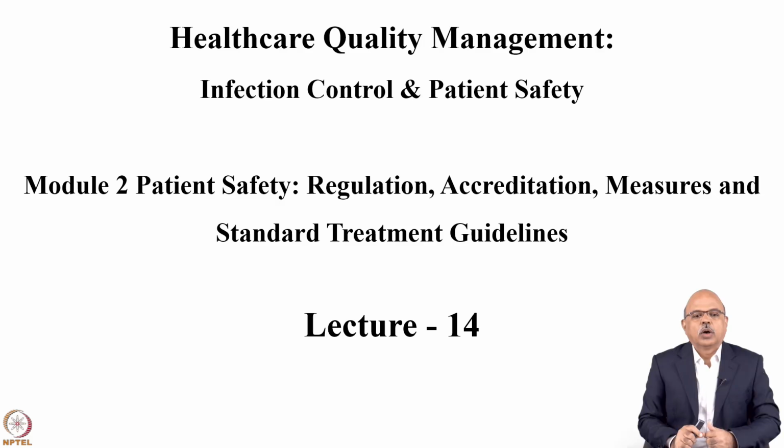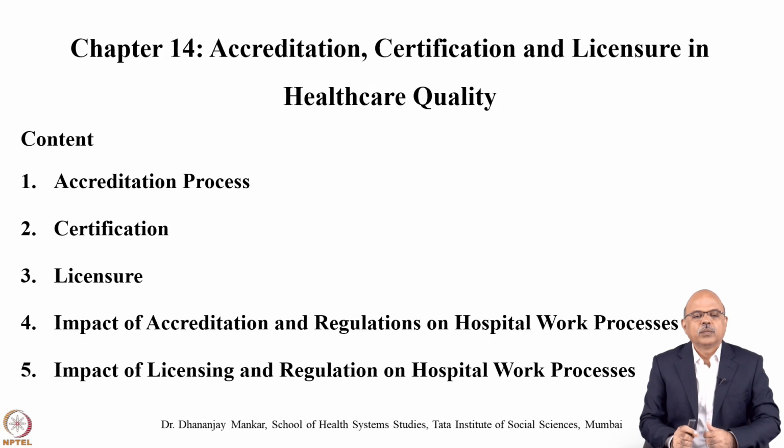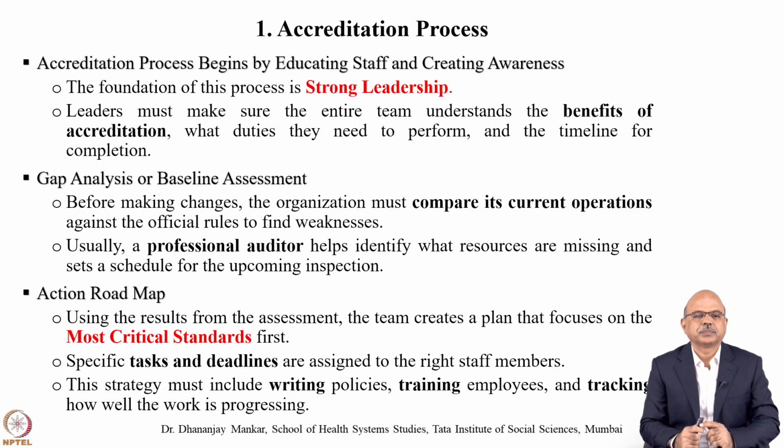In Module 2 of Patient Safety Regulation, Accreditation Measures and Standard Treatment Guidelines, we will be discussing the accreditation part, certification and licensure in healthcare quality. We have seen accreditation and certification in the previous chapters, where we found how licensure and accreditation in healthcare quality are different. In today's discussion, we will cover the accreditation process, certification, licensure, and the impact of accreditation and regulations on hospital work processes, and the impact of licensing and regulation on hospital working processes.